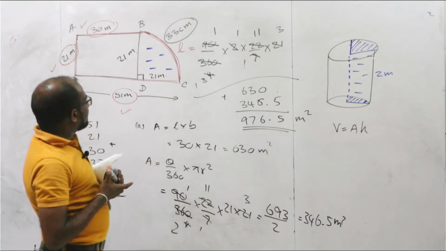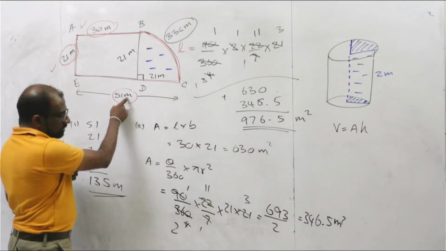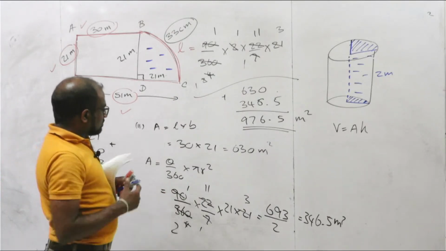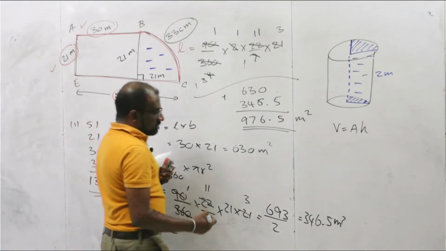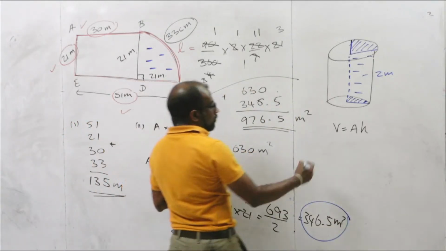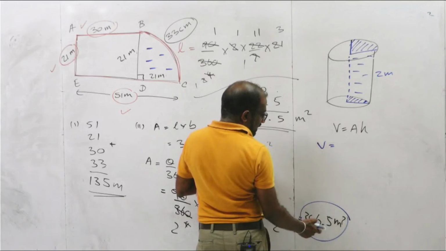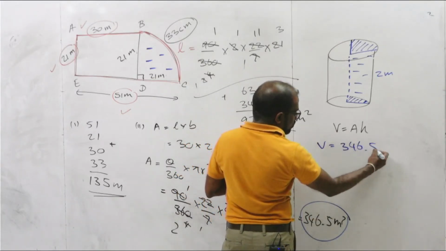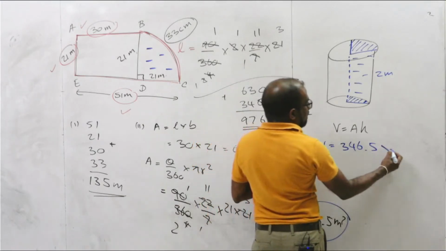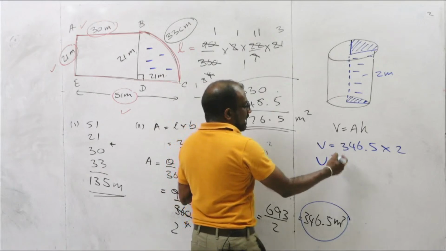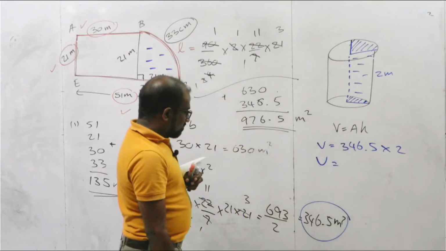So we find out the area of this sector. Here, the area of the pond is 346.5 square meters. And our volume equals the area of the pond, 346.5 square meters, multiplied by the height, 2 meters. Let me show you how to get the answer.